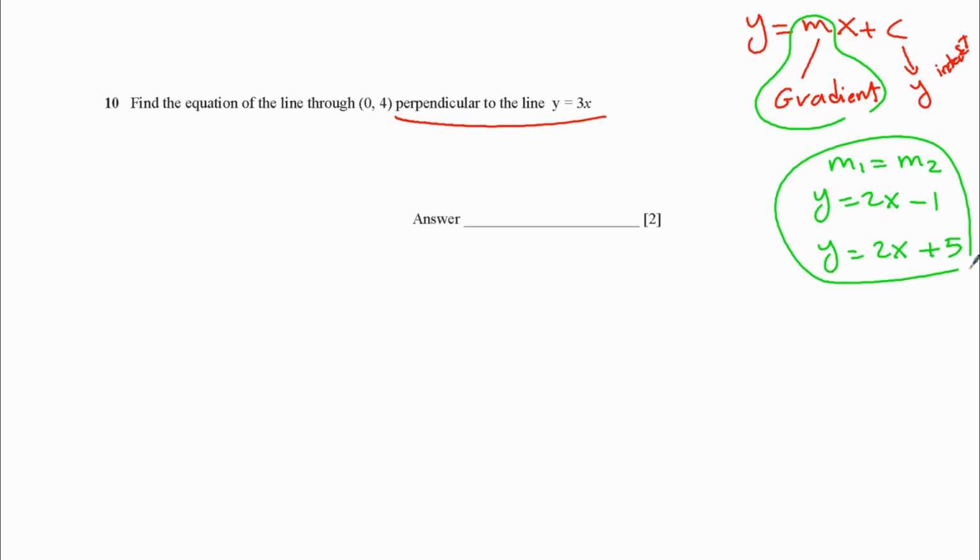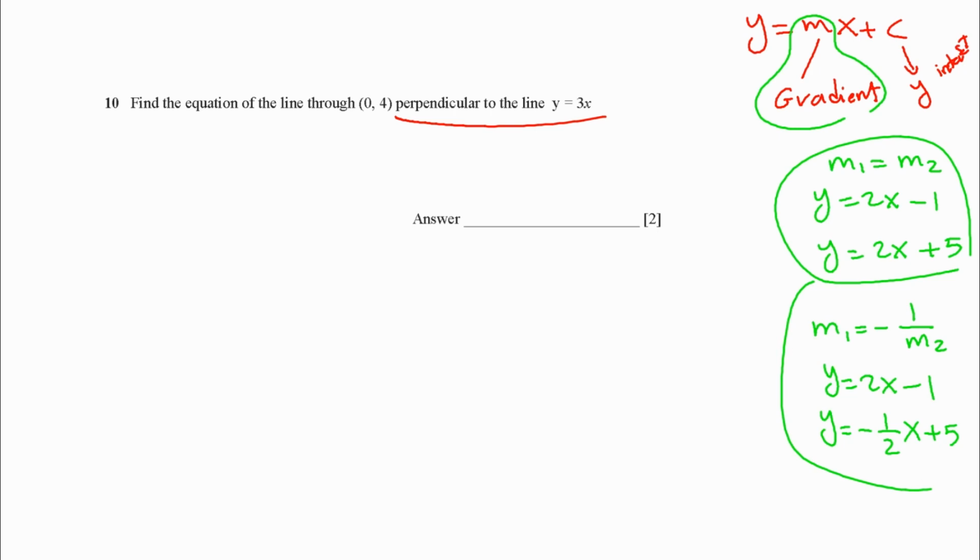The condition for perpendicular, however, is that m1 equals minus 1 over m2. So one of them equals the minus reciprocal of the other one. The example of this is y equals 2x minus 1 and y equals minus 1 over 2 x plus 5. As you can see here, minus 1 over 2 and 2 are minus reciprocals. So we are going to use that. I just reviewed that on the side so that we can apply it to this question.